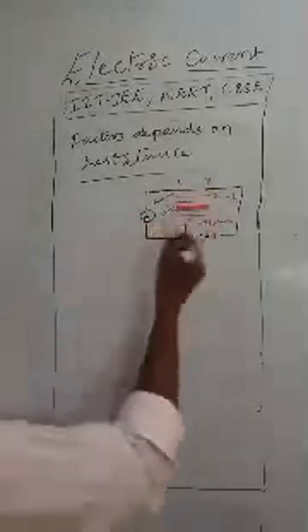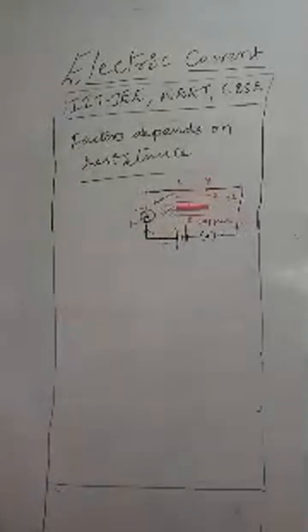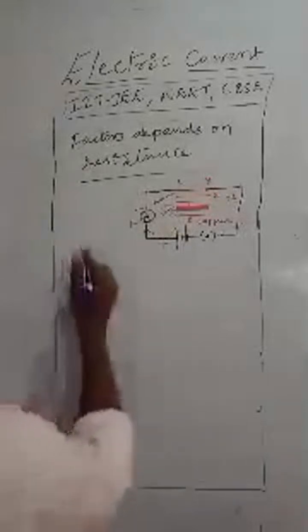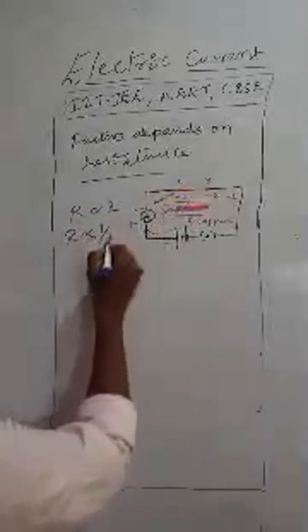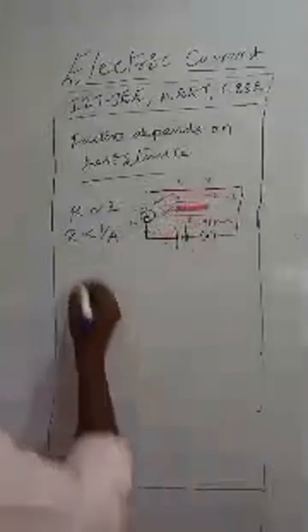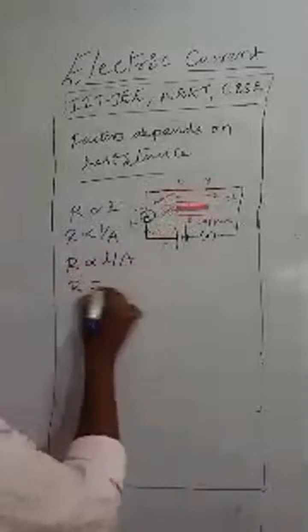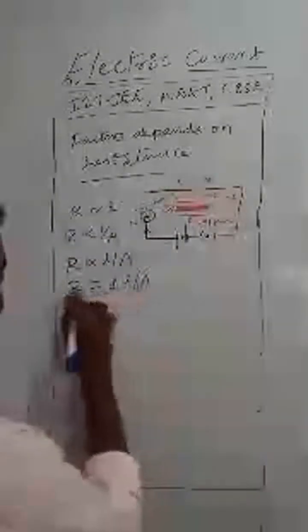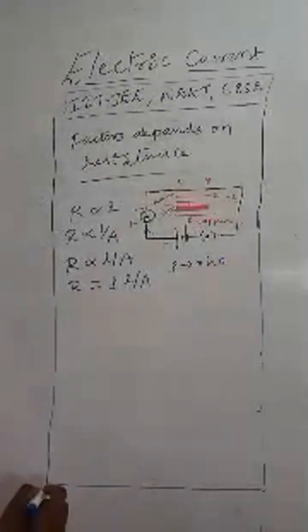When you connect each wire and take the reading, observe the current reading in the ammeter. Then you can understand that resistance is directly proportional to length, because that's the reason we are taking L and 2L. Resistance is inversely proportional to area of cross section, which is why we take A and 2A. So R is proportional to L by A, so R equals rho into L by A, where rho is the resistivity.